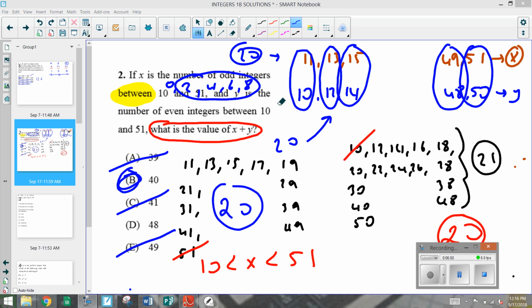We were kind of confused on this question. That's why, in order to make sure, we wrote them all together one by one. So odd numbers 11 through 51, and then even numbers here 10 through 50. But the most important part was here, between.